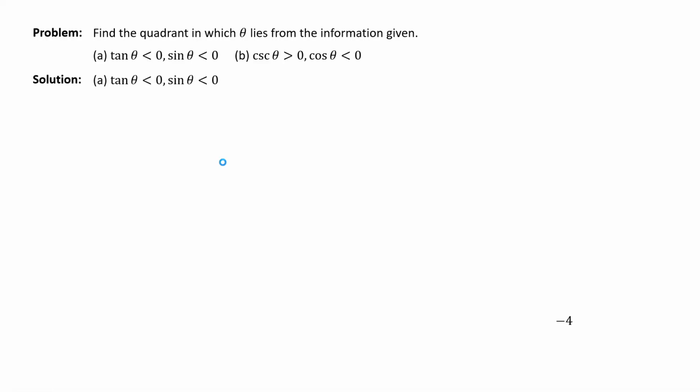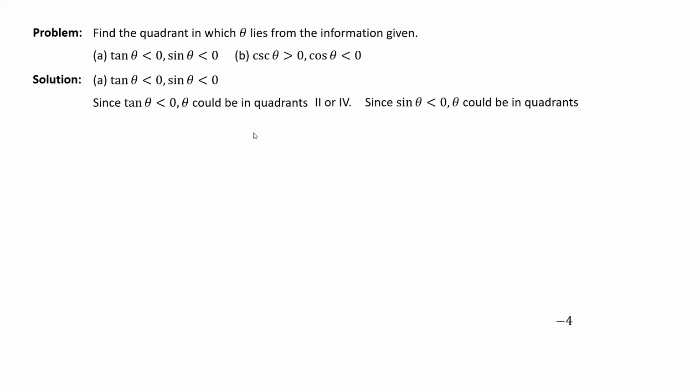So since tangent theta is less than 0, theta could be in quadrants 2 or 4. Since sine theta is less than 0, theta could be in quadrants 3 or 4. So which one is common? Second, there is no second here. Fourth, fourth. So theta is in the intersection of the two sets, that is, theta is in Q4.